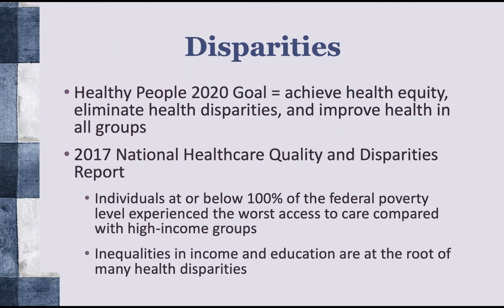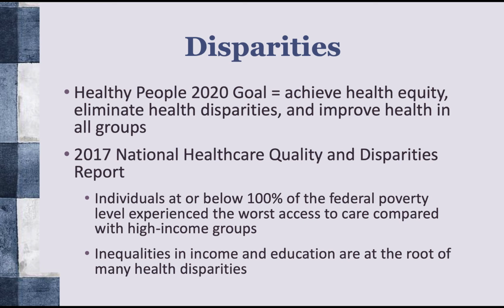Disparities. Healthy People 2020 goal is to achieve health equity, eliminate health disparities, and improve health in all groups. In 2017, the National Healthcare Quality and Disparities Report showed that individuals at or below 100% of the federal poverty level experience the worst access to care compared to high-income groups. Inequalities in income and education are at the root of many health disparities. Health disparities can be a result of differences in socioeconomic status, race, or ethnicity. They're believed to be the result of interaction among genetic variations, environmental factors, and health behaviors.